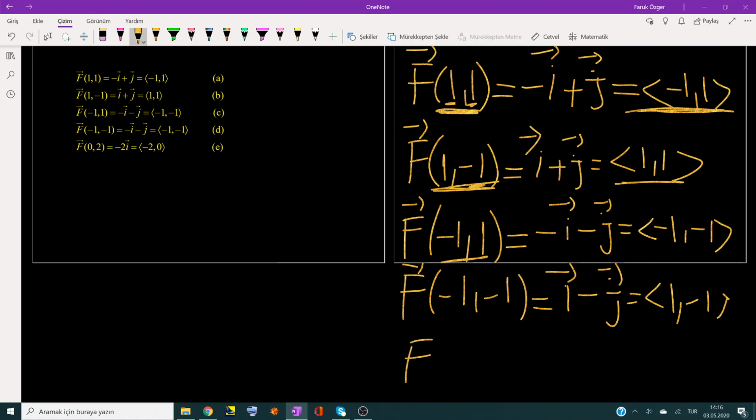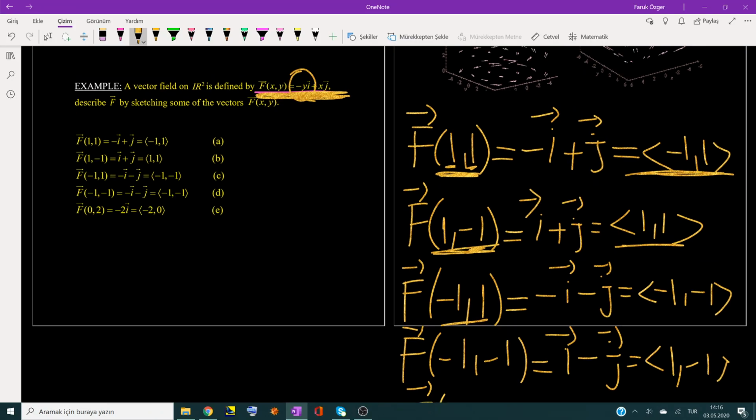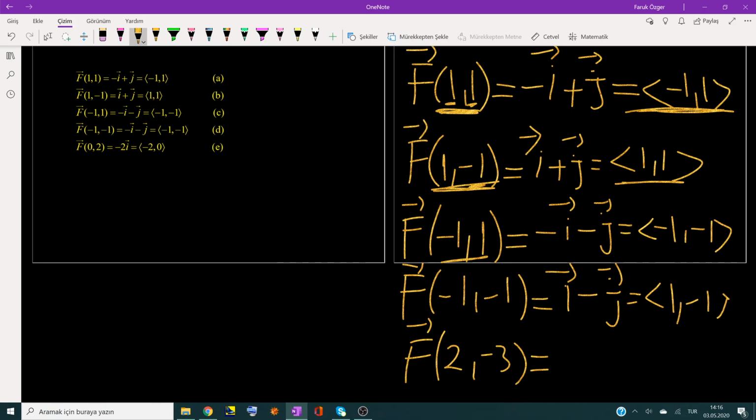Okay, and finally you are free to choose anyone. Let's say, let's look at the vector field at the point 2, minus 3, for instance. We have minus y i plus x j. Minus y means you have 3 i, plus x j means you have 2j. Okay, so this is the vector at the point 2, minus 3.